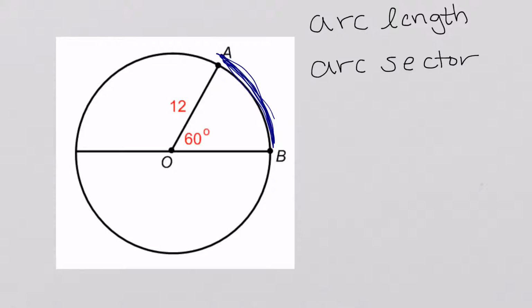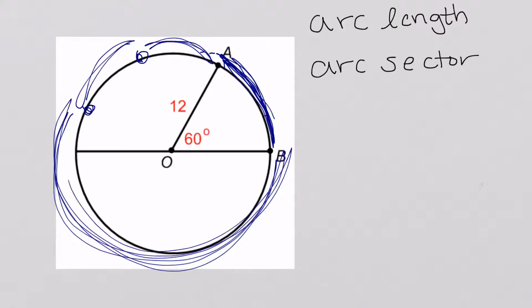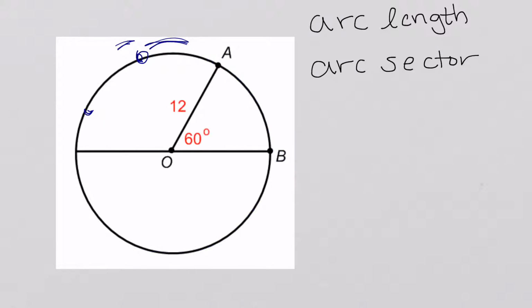There are many arcs here. This is an arc. If I had another point over here, this would be an arc. Another point here, this would be an arc. And this entire distance here would also be an arc. So basically, when we say arc, all we're talking about is a curved line, a curved part of the circle, a piece of the outside of the circle.